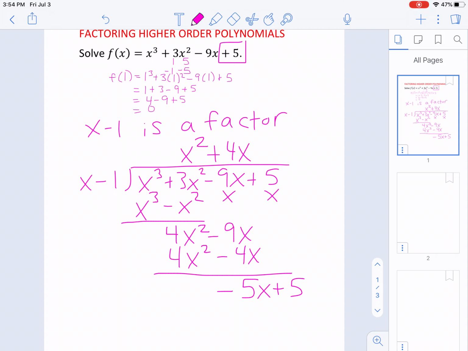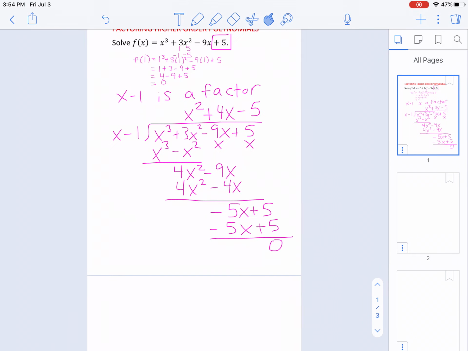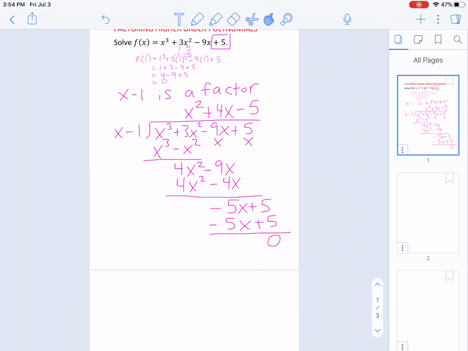And the last time, we're going through the same process. x goes into negative 5x, negative 5 times. So when we multiply negative 5 by x minus 1, we end up with negative 5x plus 5. We subtract, our remainder is 0. And that's what should happen if you have correctly found a factor. If you haven't, then go back and check your remainder theorem calculation just to make sure you're doing that properly.